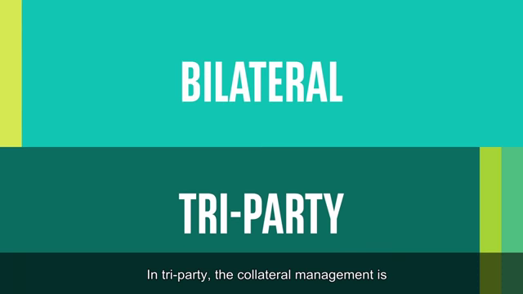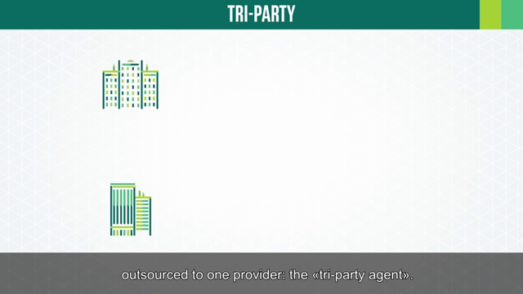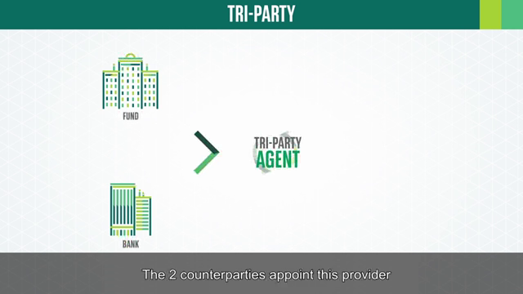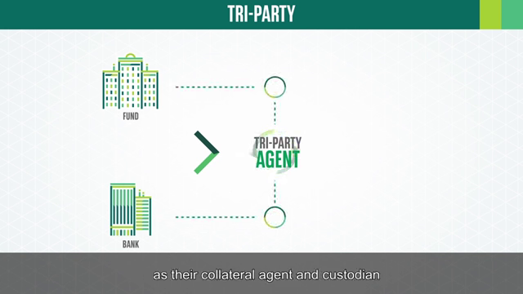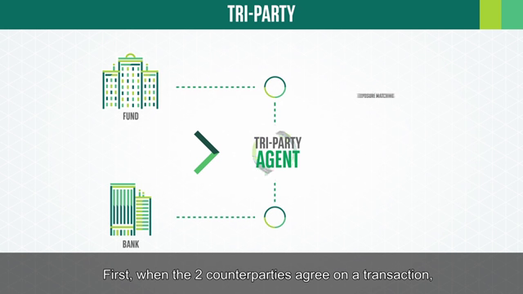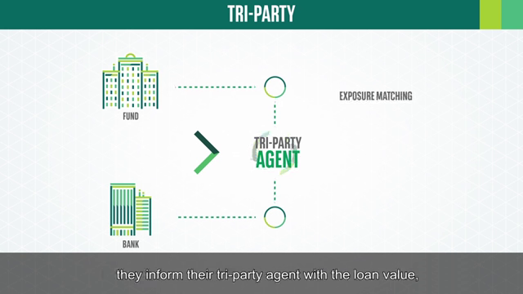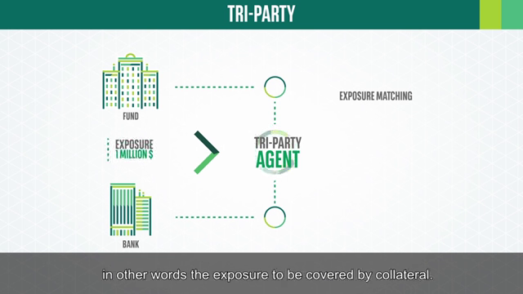In TriParty, the collateral management is outsourced to one provider, the TriParty agent. The two counterparties appoint this provider as their collateral agent and custodian. First, when the two counterparties agree on a transaction, they inform their TriParty agent with a loan value, in other words, the exposure to be covered by collateral.